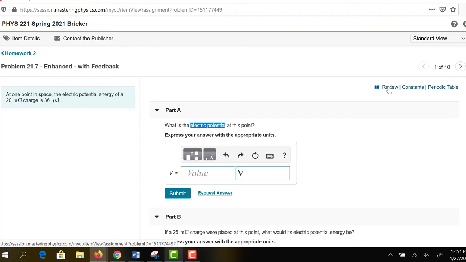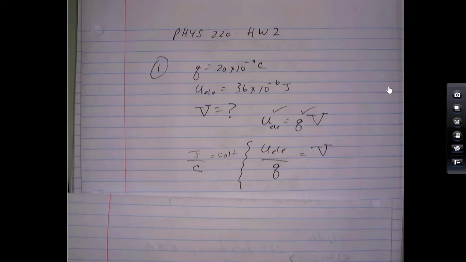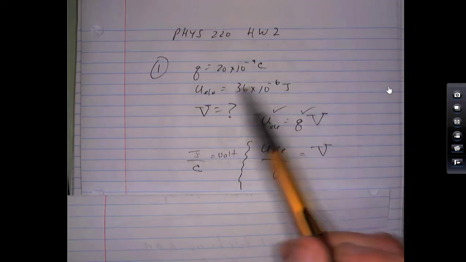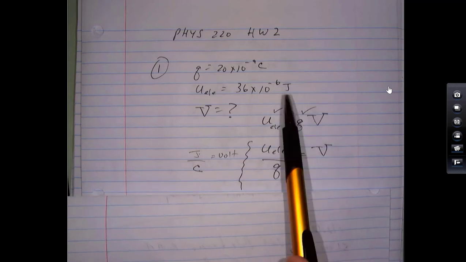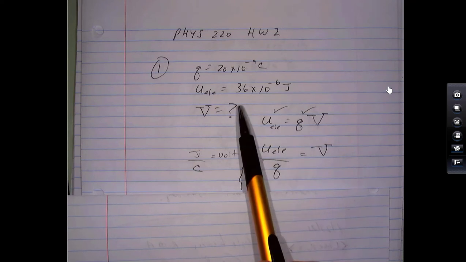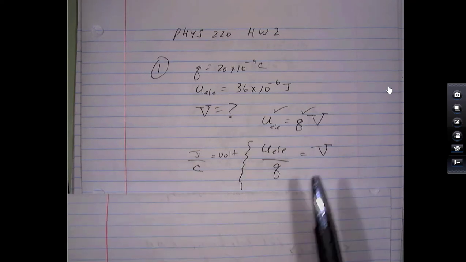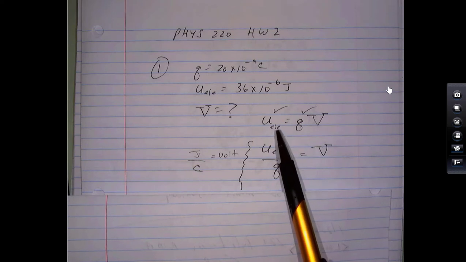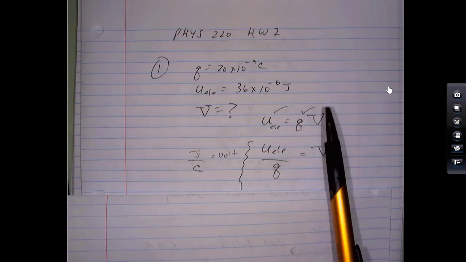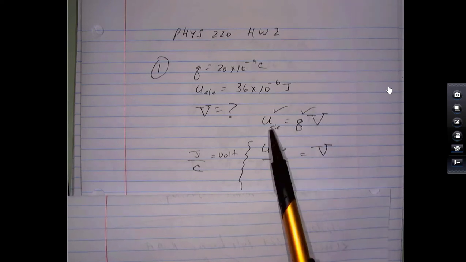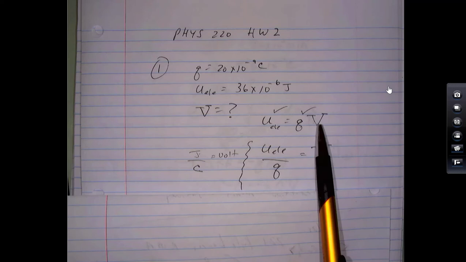Okay, let's take a look at this one. For this problem, we're given the charge, 20 nanocoulombs, so that means 20 times 10 to the minus 9. We're given the electrical potential energy in microjoules, so 36 times 10 to the minus 6 joules, and we want to know the voltage. So from this chapter, we know how the energy and the voltage are related to each other. So this is electrical potential energy. Sometimes this is just called electrical potential, same thing as voltage. So we know that U is equal to Q times V.